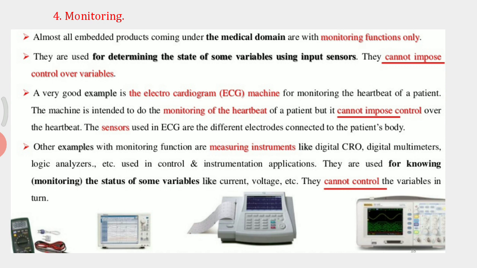The other examples for this are measuring instruments like digital CRO, digital multimeters, logic analyzers, etc. These are used in control and instrumentation applications. They are used for knowing the status of some variables like current, voltage, etc.